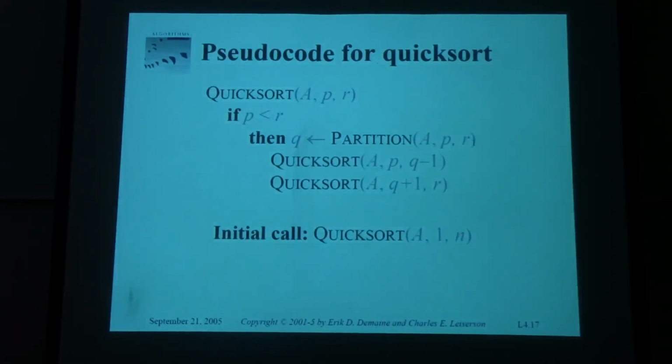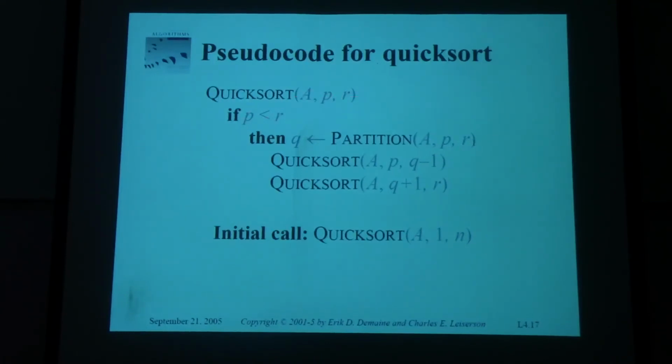And so this is a pseudocode for quicksort. So you want to do a quicksort of the array A from starting index P to ending index R. P less than R means you have what? You have more than one element.